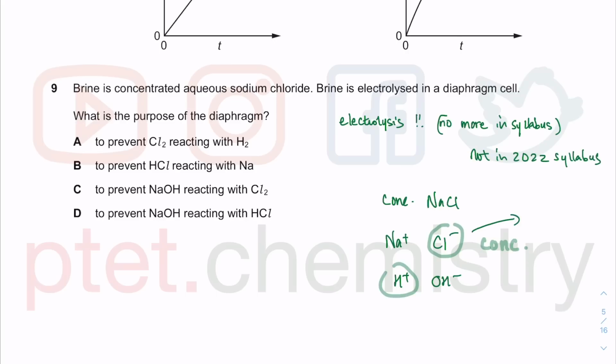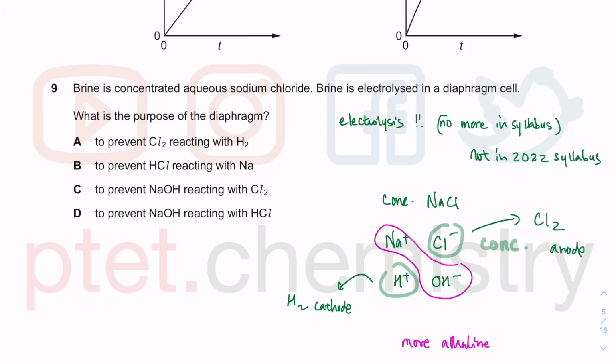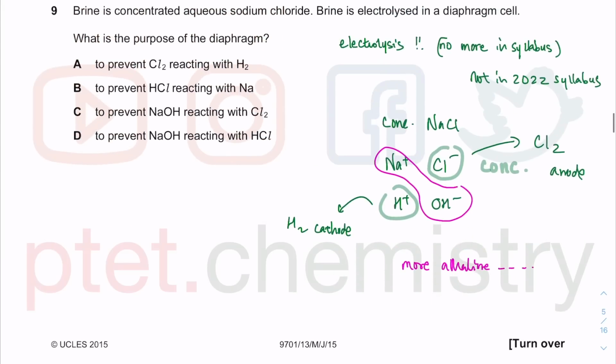What's going to happen is this is going to give you chlorine at the anode, and hydrogen at the cathode, and what you will be left behind with is NaOH. So the solution will become more alkaline. The fact that you have an alkaline solution with OH- and you have Cl2, this is your current syllabus, group 17, disproportionation. So they are going to react and give you disproportionation reactions.